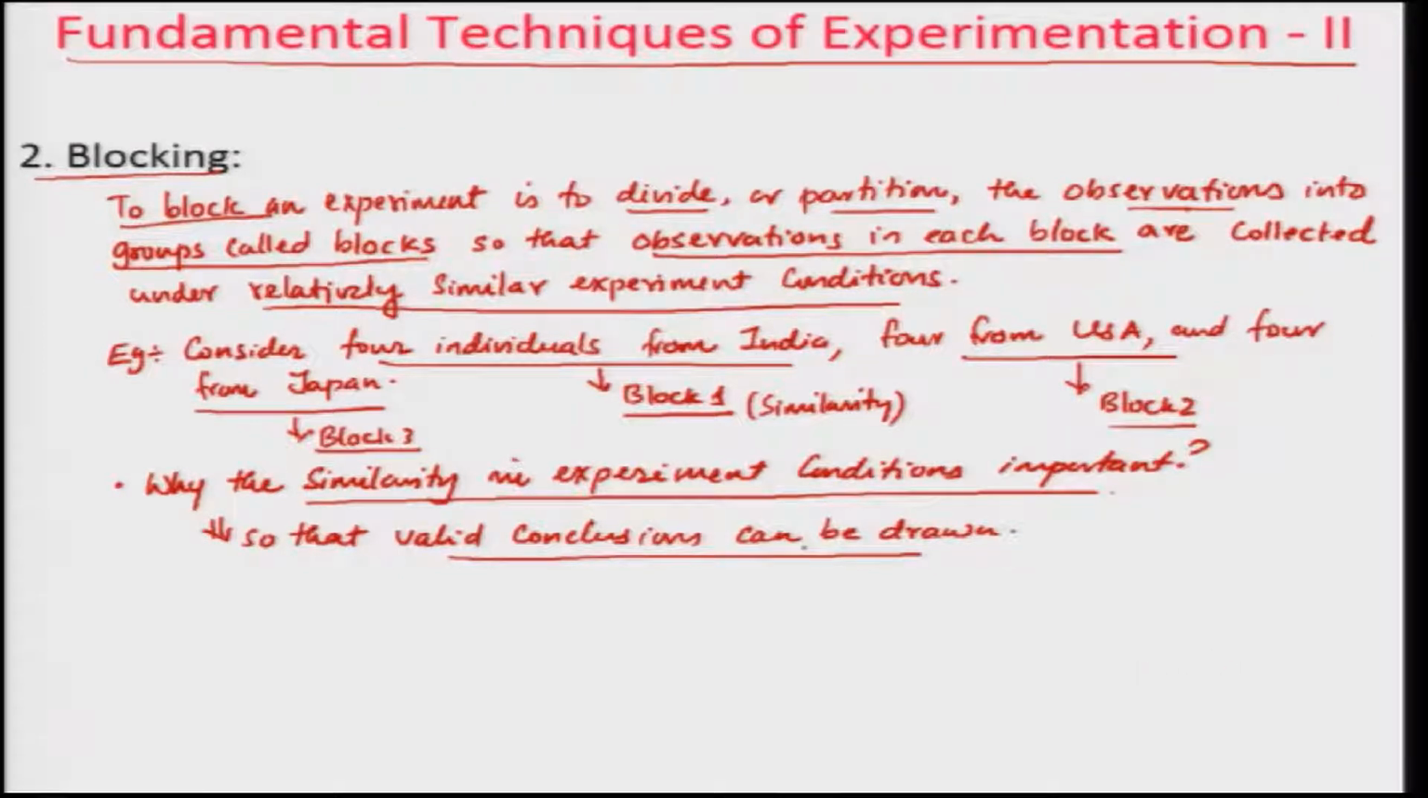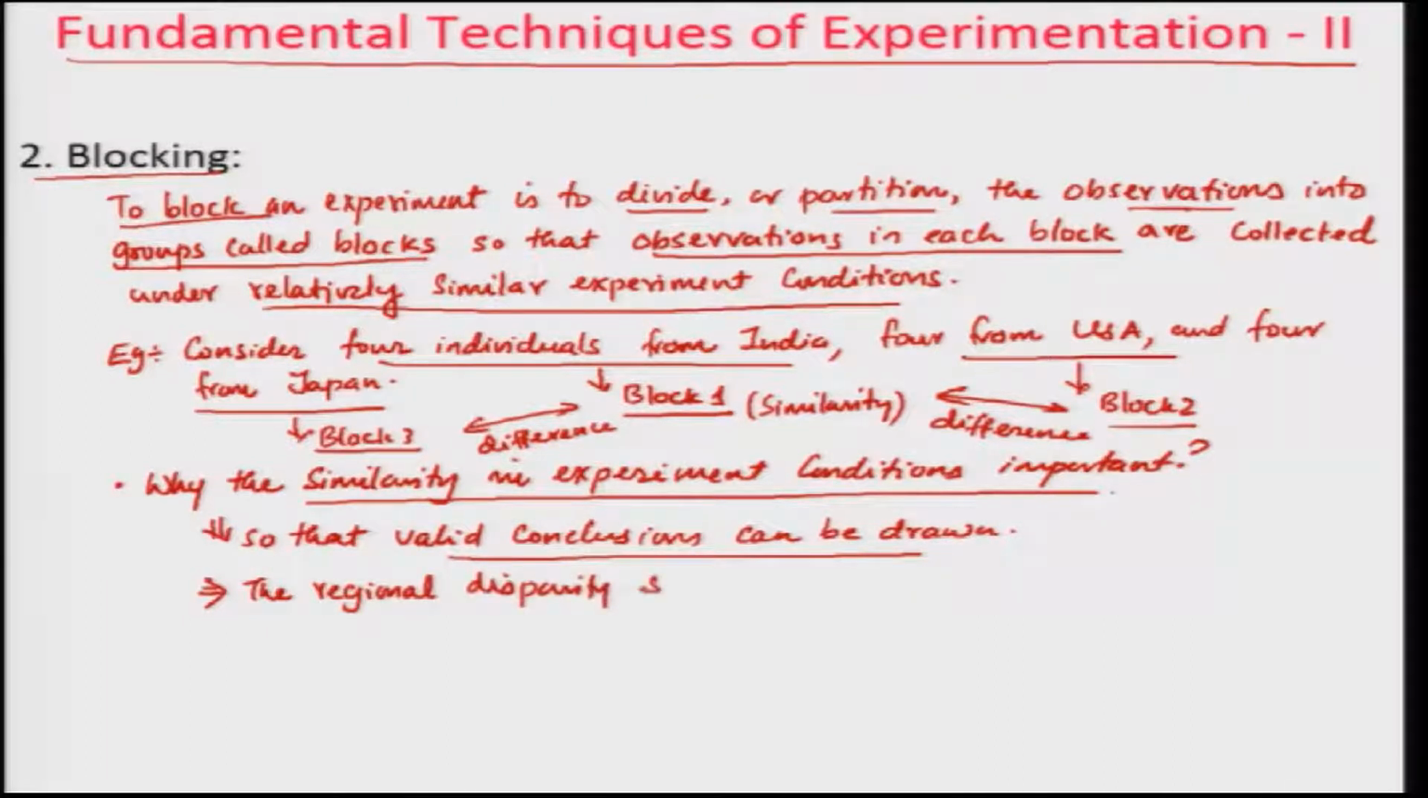So the most important thing is, if you don't block, then the people between them differ. And there is another difference. This difference can be physiological, their living conditions, food habits, all of them could differ from each other. So how do these differences impact the drug? The reason is the regional disparity should not impact the conclusion about the drug.